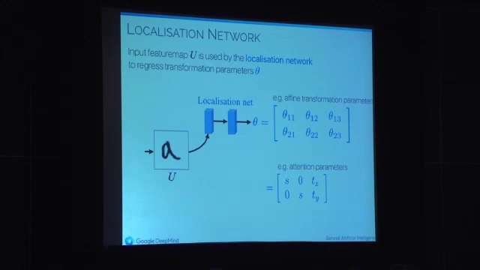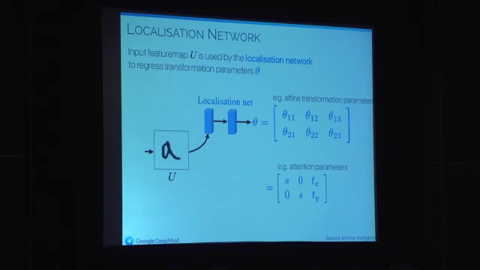So first is this localization network. This is just a mini network, maybe a two-layer fully connected network, which takes the input image or the input feature map and then regresses the parameters of the transformation to be applied to that feature map. So for an affine transformation, for example, these are the 6 elements of the affine matrix. Or if you're doing attention, then this would be 3 elements. This would be the scale, translation, x and y. You can also do thin plate spline, where you'd regress the control points, or something like that.